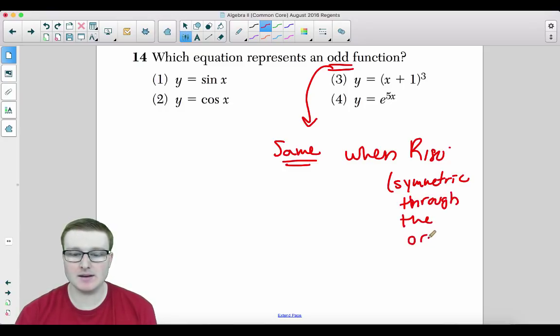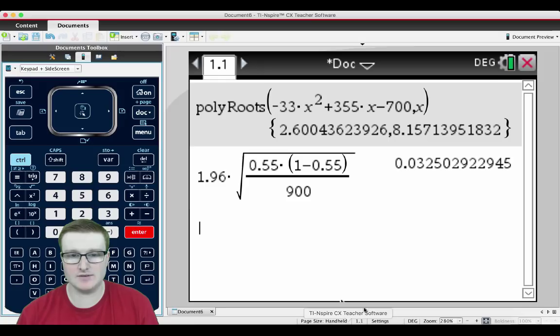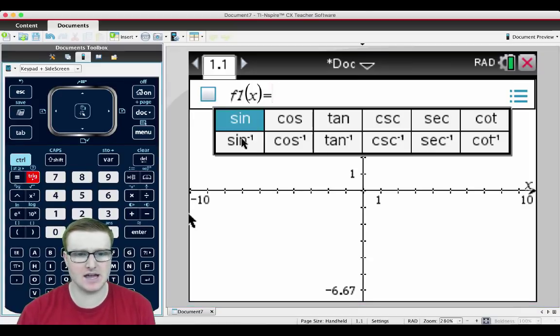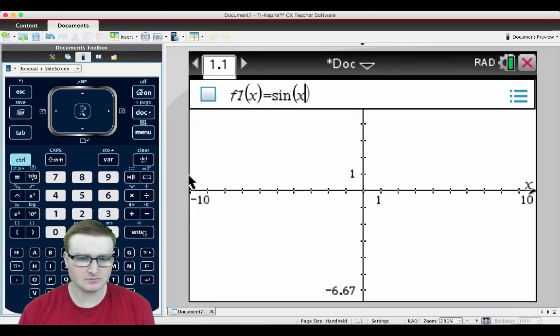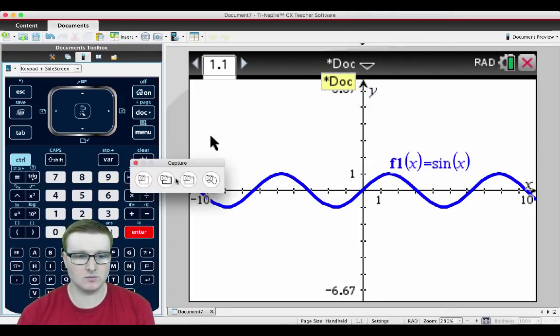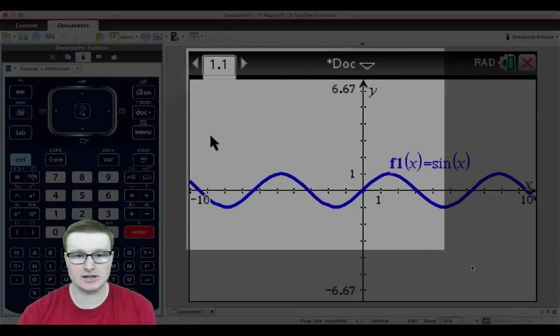So what's nice about my software that I use is I could actually show you by flipping it around. So if I were to graph these answers, let's graph y equals sine of x first. If I go to my graph page and I type in sine of x, okay, there it is. Now, let's see if this is an odd function. It's going to get a little dark here. One second. I'm actually going to copy this.